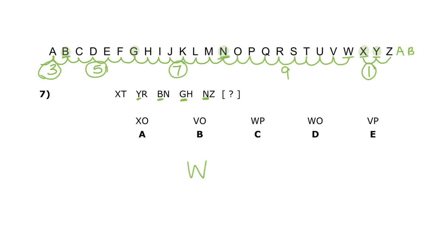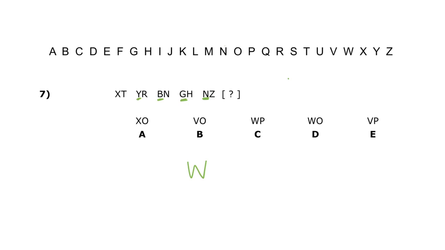Now we can look at the second letters in each pair. The second letter in the first pair is the letter T. The second letter in the second pair is R. The second letter in the third pair is N. The second letter in the fourth pair is H. And the second letter in the fifth pair is Z.